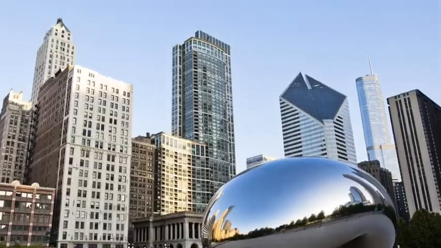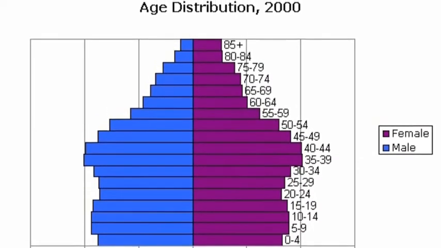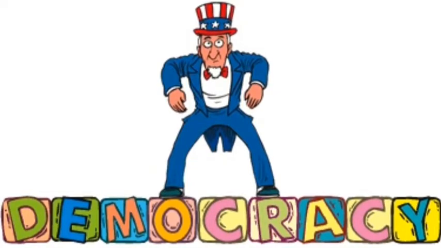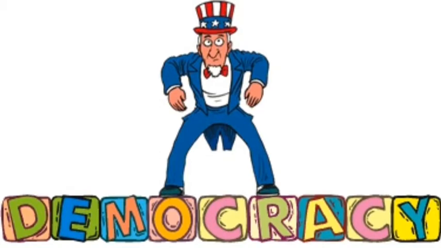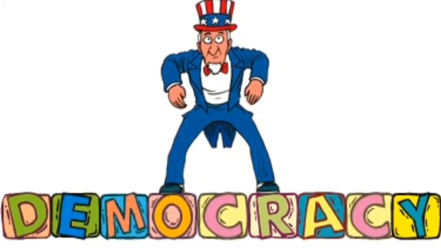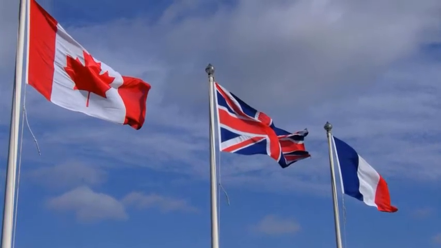When you look at a population pyramid of the United States and Canada, you can tell that those countries are developed due to the stable populations. The United States is a democratic country. Our government gives its citizens voting privileges to elect their leaders. Canada has a prime minister and is a branch of Britain and France.